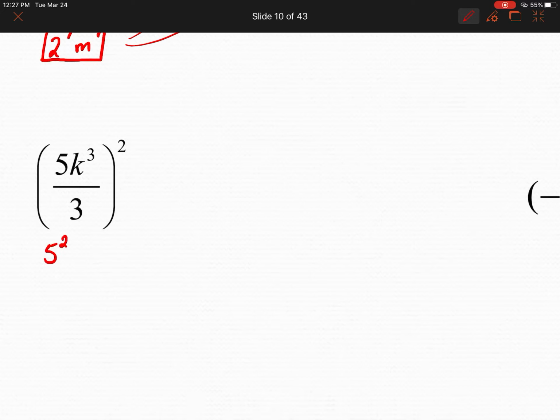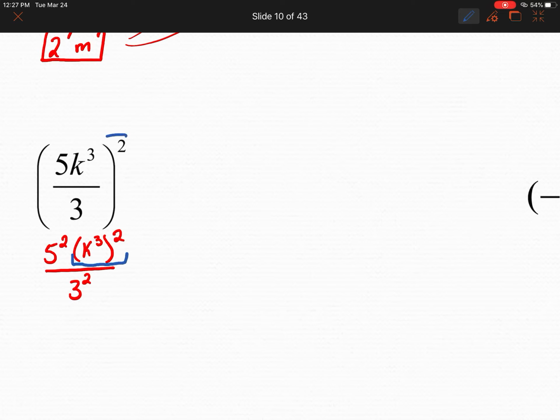So again, we're going to get rid of the parentheses first, meaning we're going to give that power of 2 that's outside the fraction to everything inside the fraction. So the 5 is going to get the power of 2. K cubed is going to get the power of 2. And 3 is going to get the power of 2.